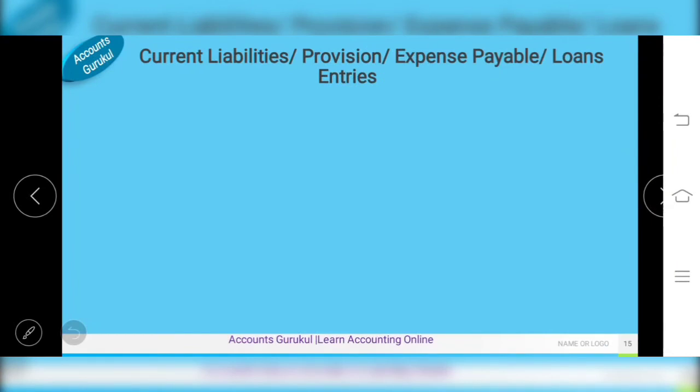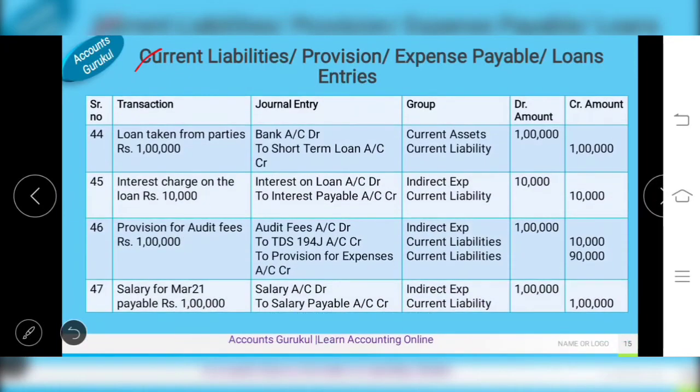Now, current liabilities, provisions, expense payable and loans entries, and how those entries are going to be in the systems, that we are going to discuss from here.